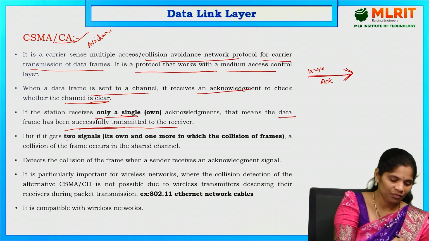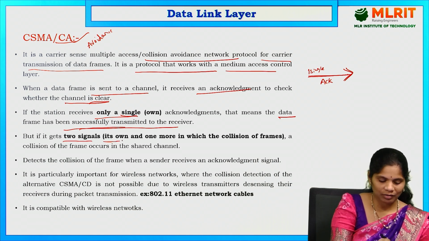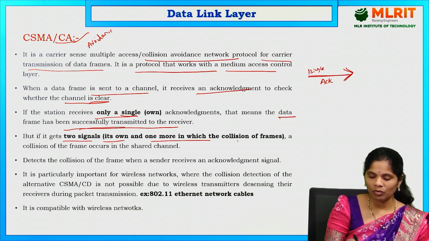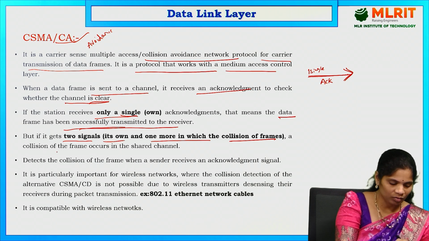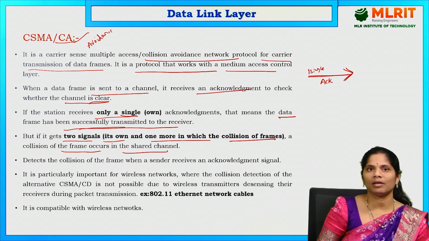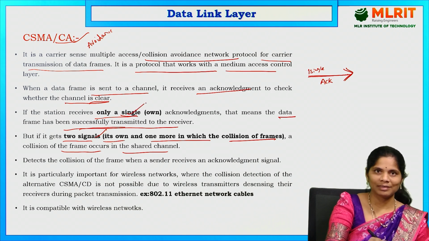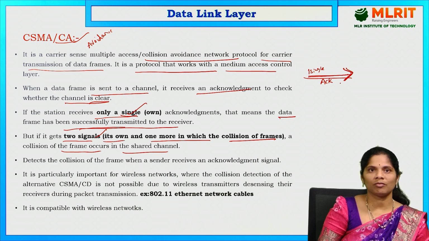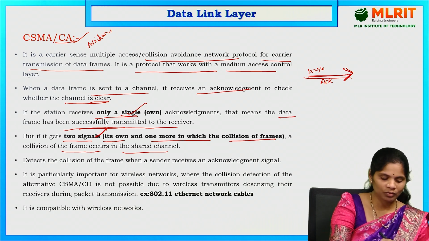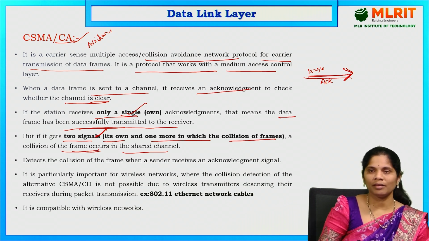But suppose we get two signals, two acknowledgements, what does it say? It means there may be a collision of the frame in that particular channel; the collision of the frame occurs in the shared channel. If only one signal is received, the data frames have been sent to the receiver successfully. If two signals are received, it means a collision has happened in this particular channel.